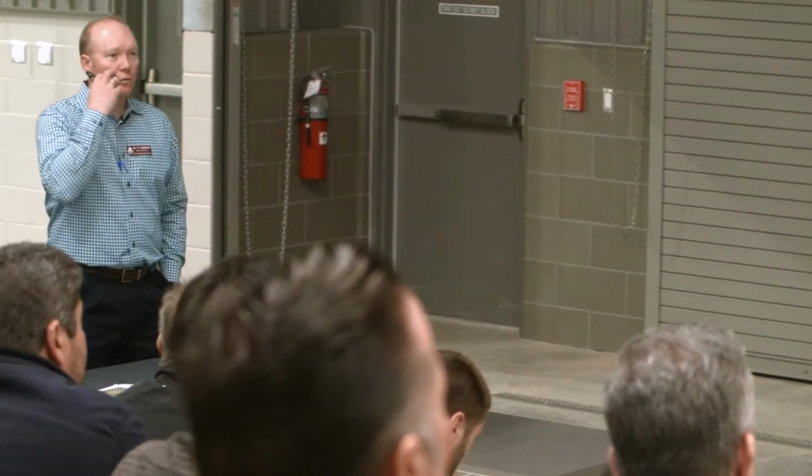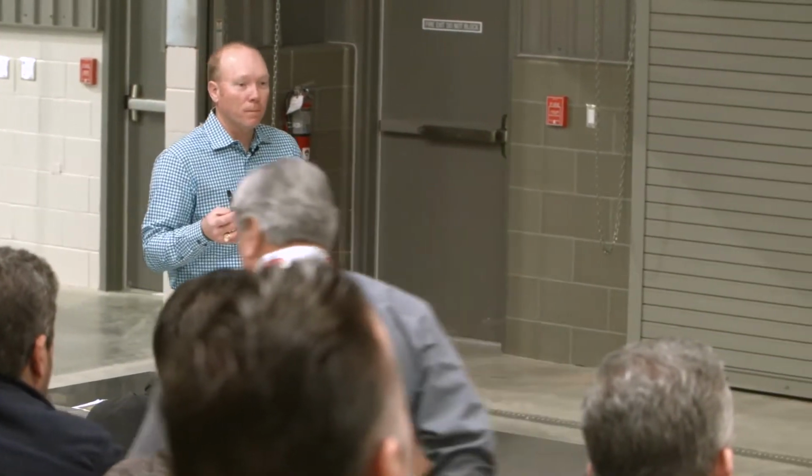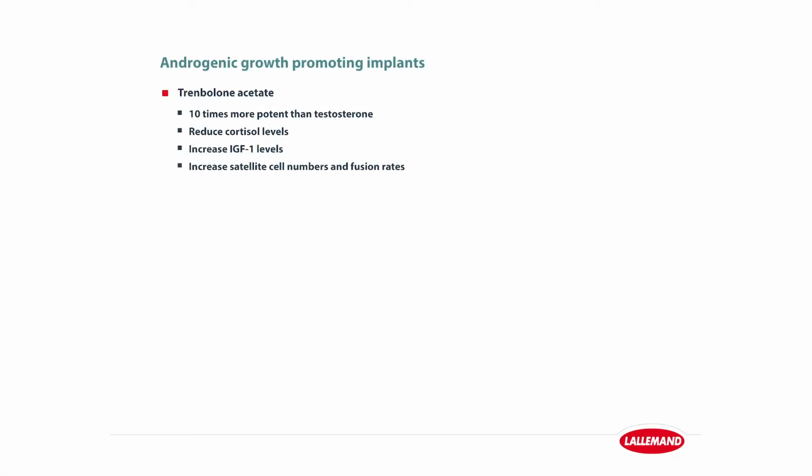anabolic growth hormones were generated, namely TBA, trenbolone acetate. TBA is a synthetic testosterone, approximately 10 times more potent than testosterone, primarily because it has a much longer half-life than testosterone. So it's active longer in the muscle receptors. We're going to notice with TBA we get reduced cortisol levels.